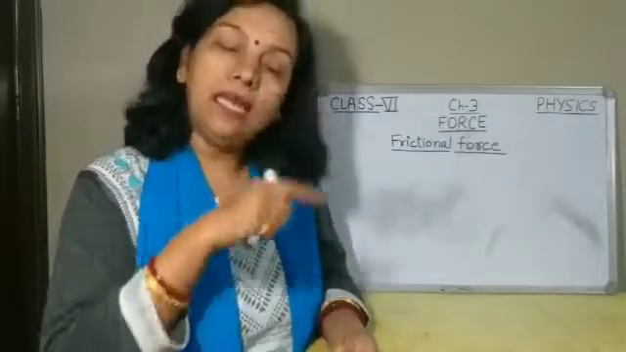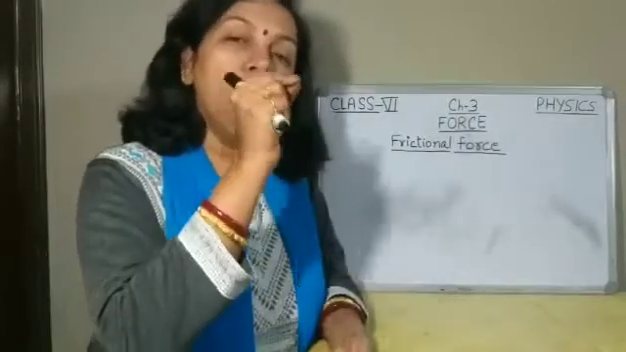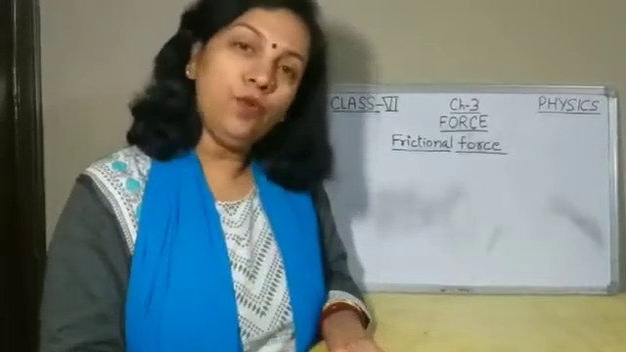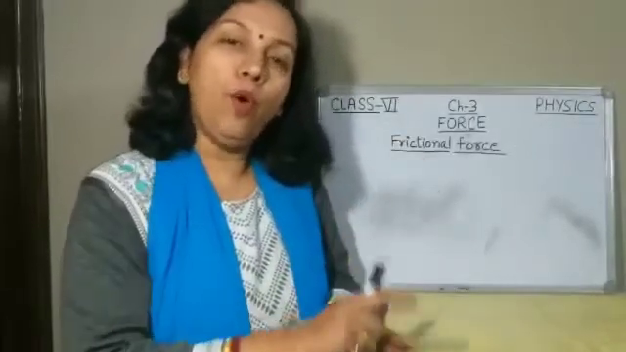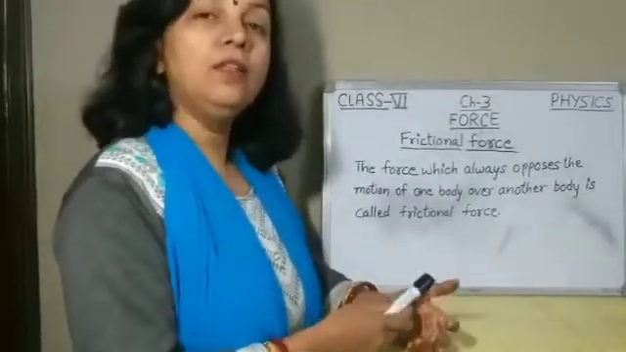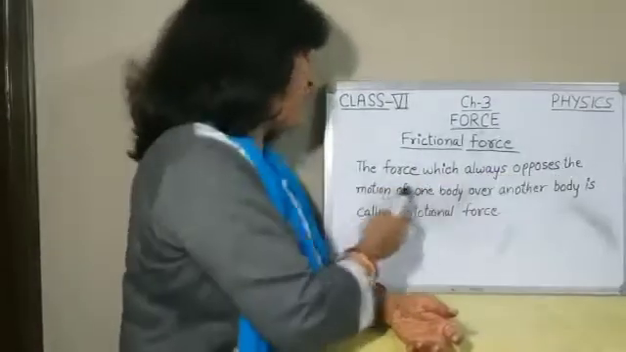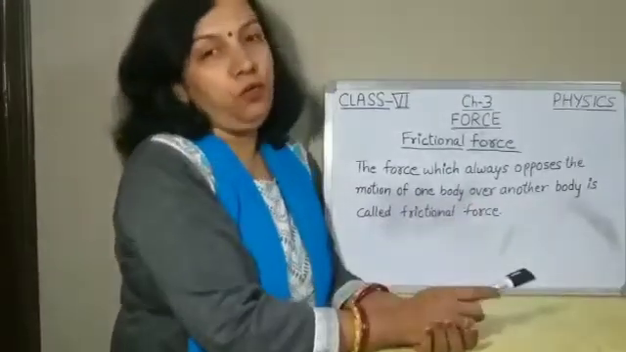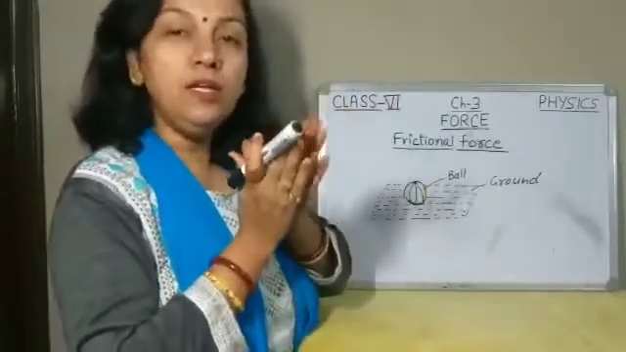It means that the ground is exerting a force on the motion of that ball to make it stop. So this force which is exerted by the ground to oppose the motion of the ball is known as frictional force. So now we can define the frictional force as the force which always opposes the motion of one body over another body. Frictional force acts between two surfaces which are in contact.